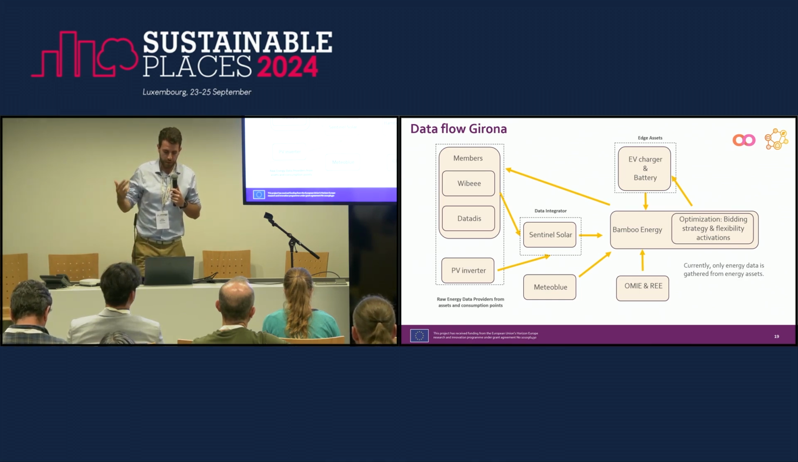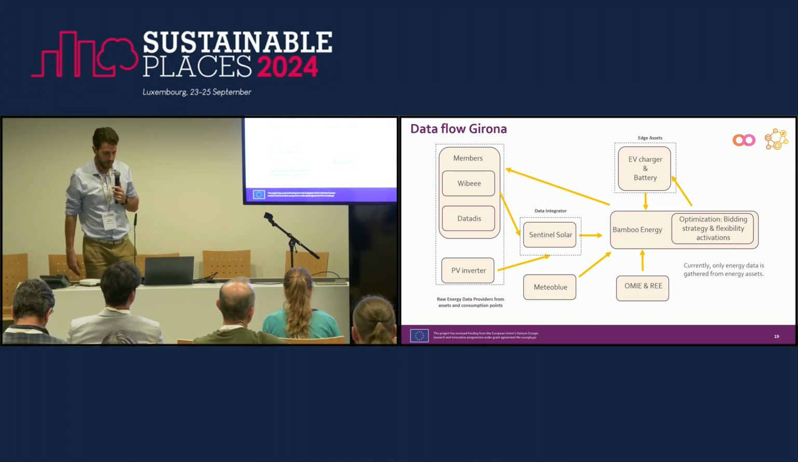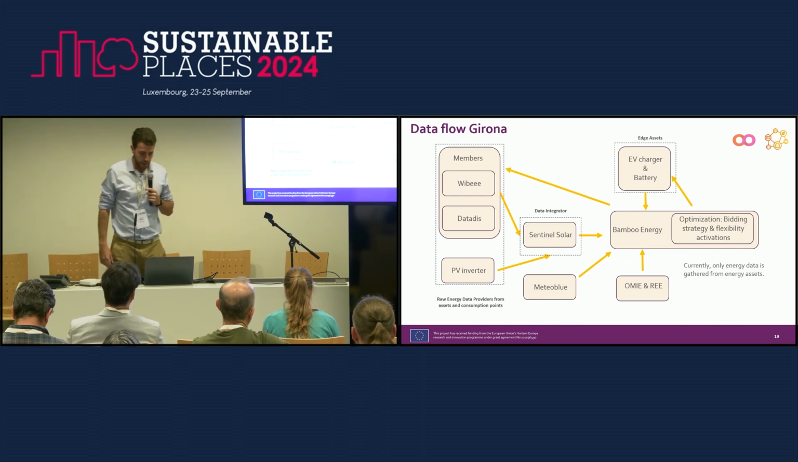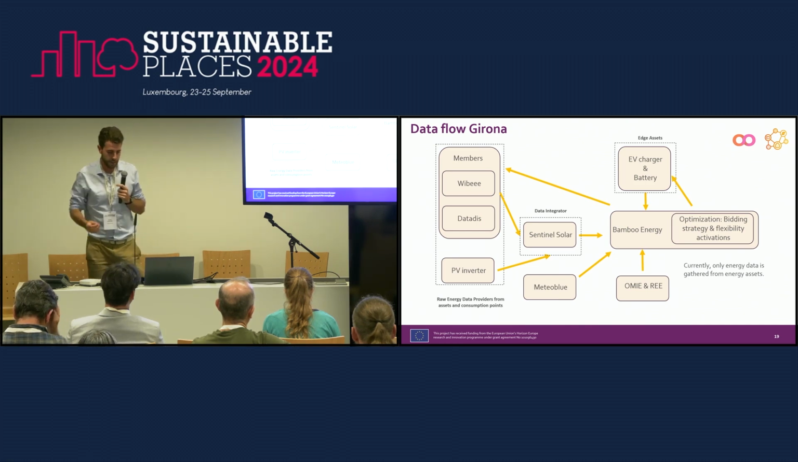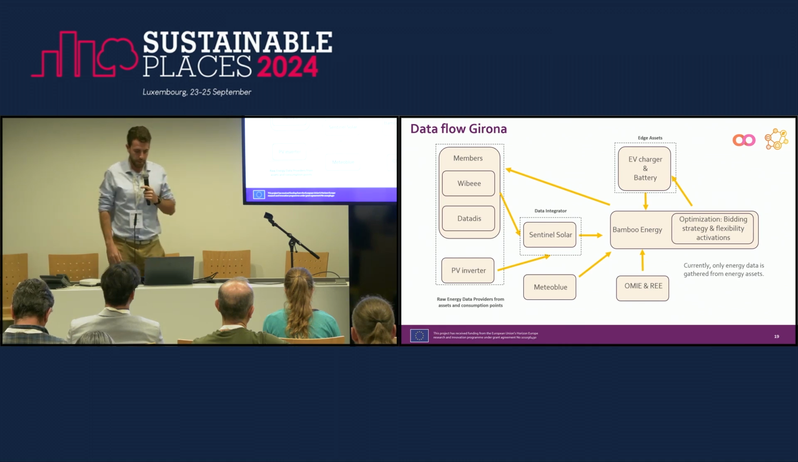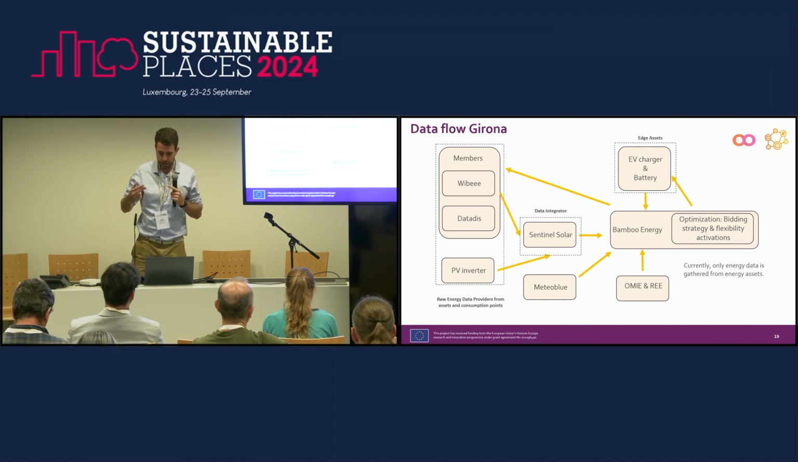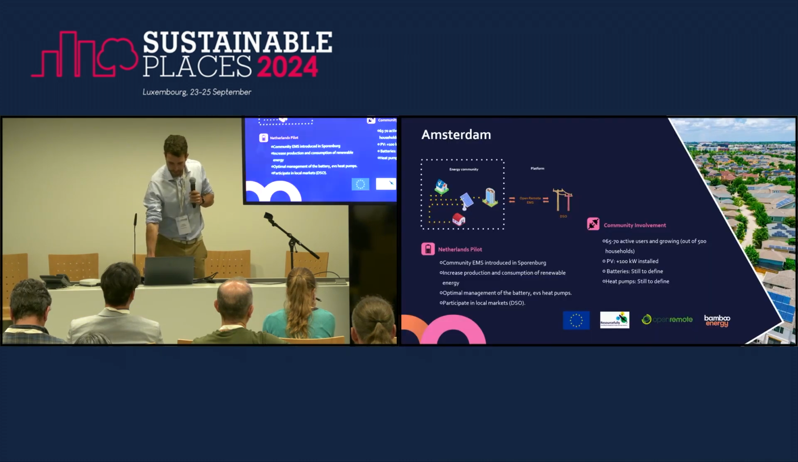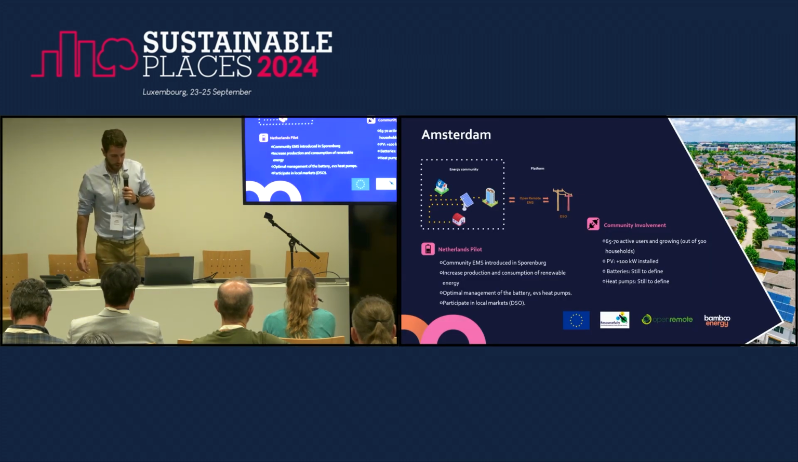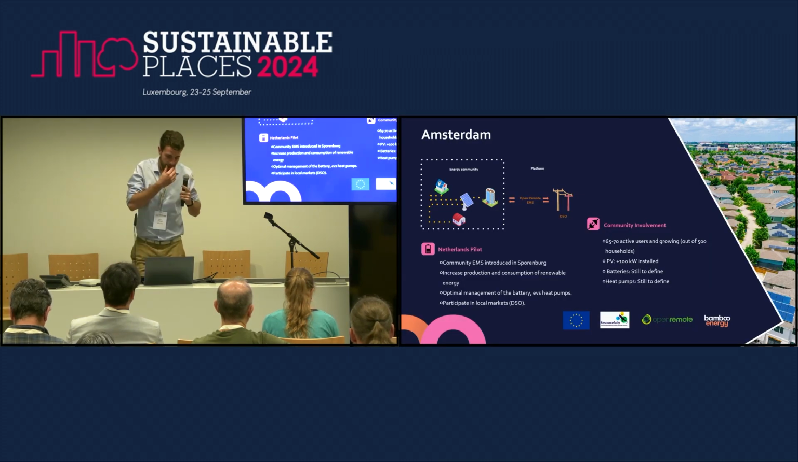Then we're connected to the real prices with OMIA and Red Eléctrica, and inside Bamboo we do all the optimization and bidding. And not forgetting the EV charging and battery, because it's a double one: we get insights of the battery on the EVs, and then we charge or discharge depending on the strategy, so it's a double direction.